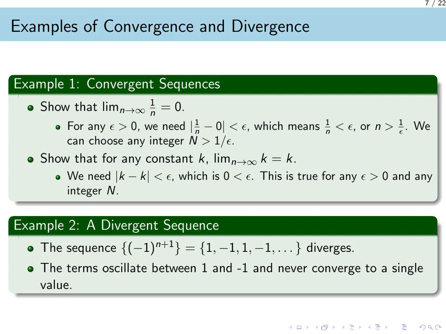The distance between any term and the limit k is always 0, which is less than any positive epsilon. In contrast, the sequence that alternates between +1 and -1 diverges. Its terms perpetually oscillate between two values and never settle down to get arbitrarily close to a single, unique number, no matter how far out we go. These examples provide a concrete look at how the formal definition rigorously separates convergent sequences from divergent ones.